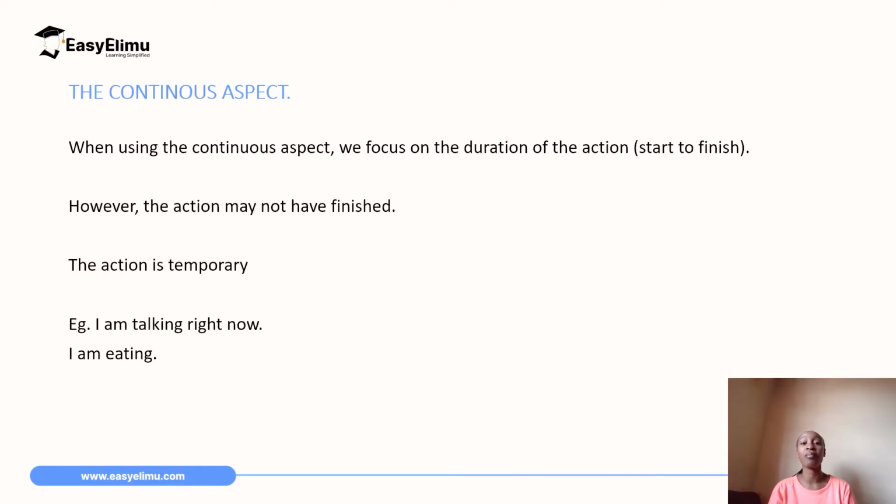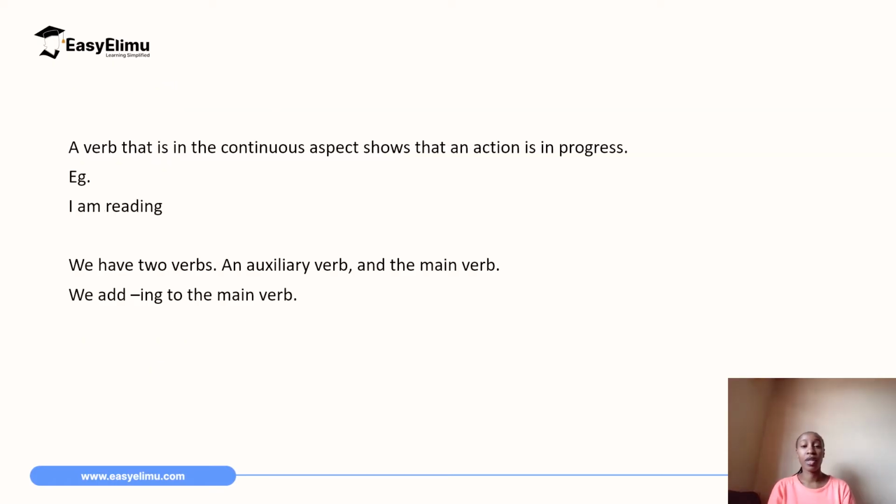Or if you say I am eating, I am having my lunch, I am having breakfast. It is an action that has started and is still continuing as we speak. So when you see a verb that is in the continuous aspect, it indicates to us that the action is still in progress. It is still continuing. So for example, I am reading, I am eating, I am walking, I am running, they are sleeping, they are learning, they are studying.